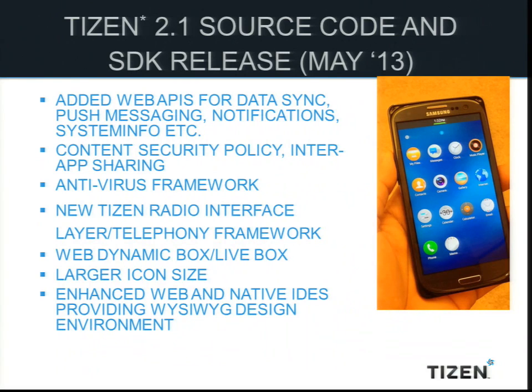And building on the momentum from the February release, we did a 2.1 release in May, just in time for the second TIZEN Developer Conference earlier this year. And this was a much more minor release, but added extra web APIs for data synchronization, push messaging and notifications, and information from the system. We implemented the content security policy and intent sharing mechanisms.